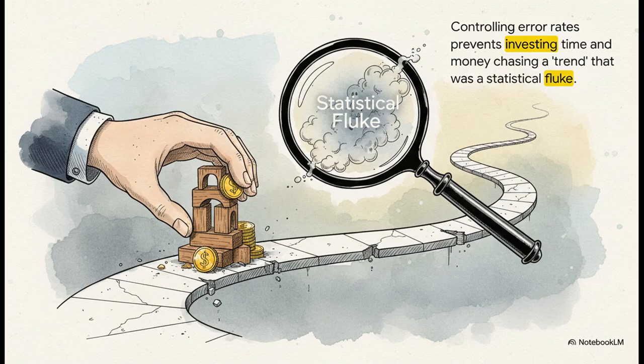Second, avoid false discoveries. This is all about managing risk. By controlling that family-wise error rate, you stop your company from chasing statistical ghosts. You avoid that incredibly costly mistake of pouring time and money into a new product or a big campaign based on a finding that was really just a fluke.